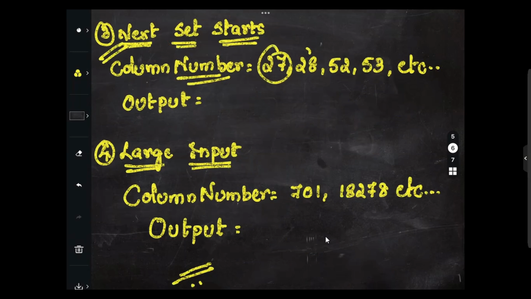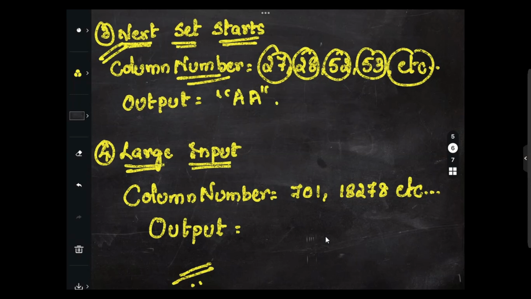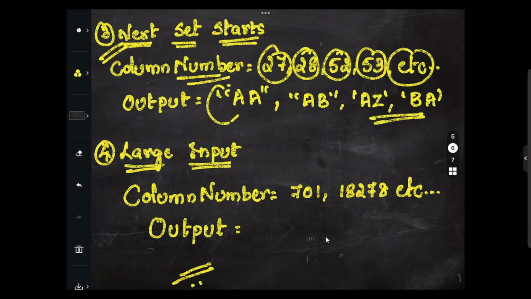Column number 27, 28, 52, 53, etc. So 27, 28, 52, 53 like that, right? So output will be here in this case AA. So they have mentioned in the question, right? AA. This will be AB, and this will be AZ, and this will be BA. This is fine. So output is AA, AB, AZ, and BA in this case.